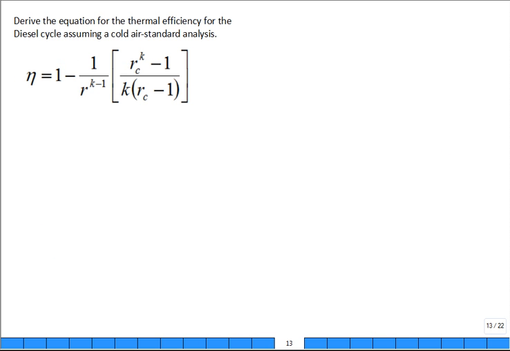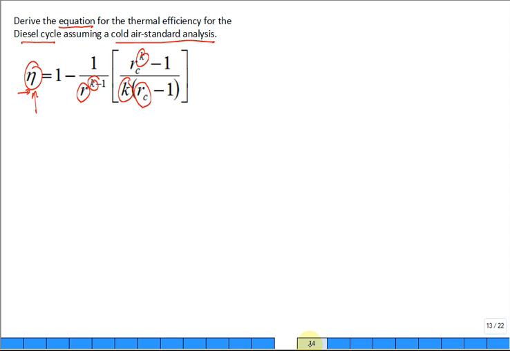So let's go ahead and derive this equation right here for the thermal efficiency of a diesel cycle, assuming cold air standard analysis. What's in the equation? Take a look. What are the parameters? Eta, thermal efficiency, r, compression ratio, r sub c, cutoff ratio, and k, which is in 3 places. What's k?